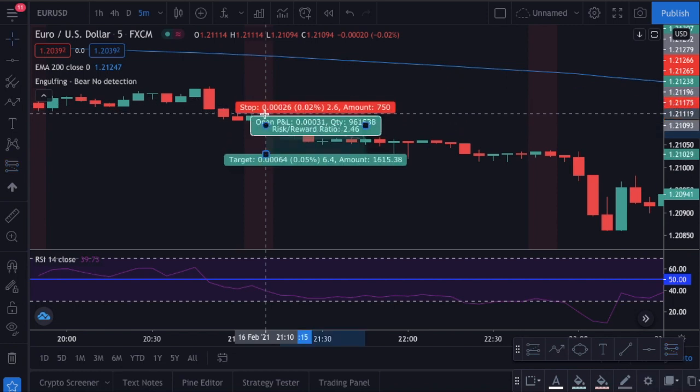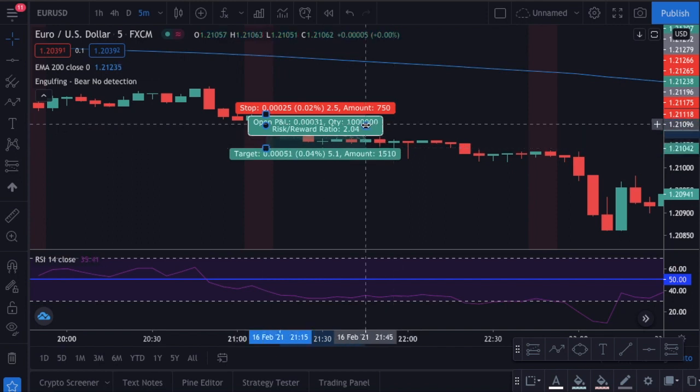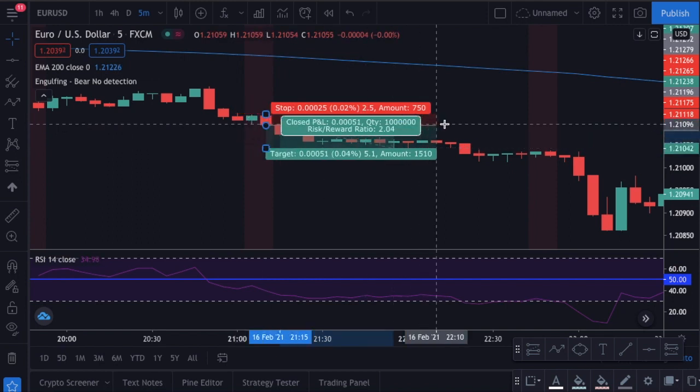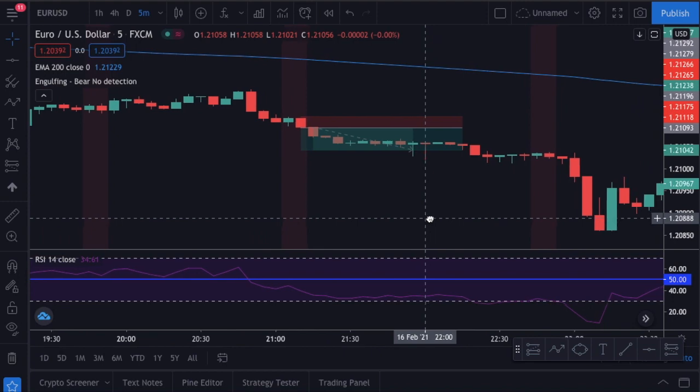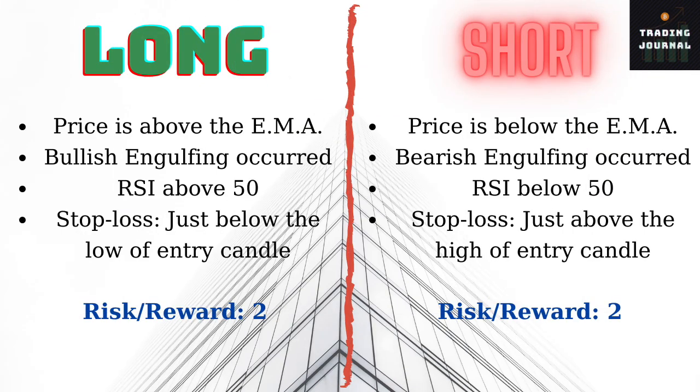I will open a position at the close of the second candle. Our stop loss will be just above the second candle this time, and the risk-reward ratio will be 2. This trade was also a winner. I believe it is time to share the cheat sheet I promised during the video. Feel free to pause and take a screenshot.